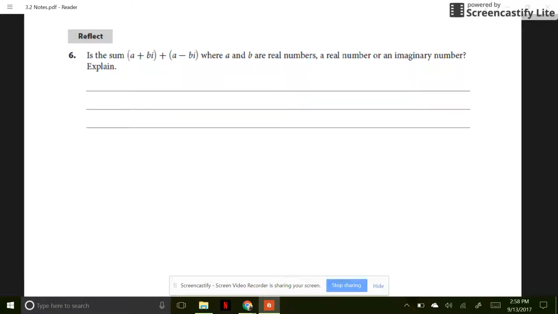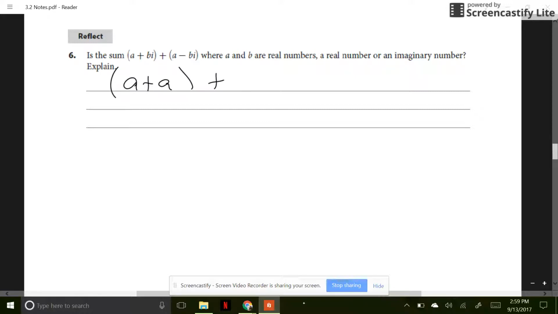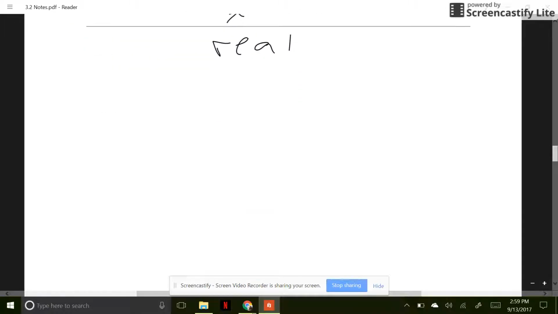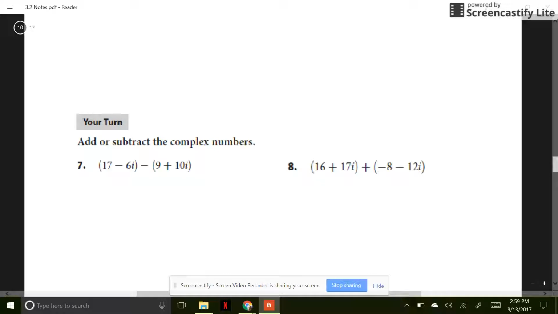So is the sum a plus bi plus a minus bi a real number or an imaginary number? Well, we take our real parts, a plus a. We take our imaginary parts, bi minus bi. Notice we'll have 2a over here, 0i over here. So this will be a real solution. There is nothing in the imaginary part, so it will be a real number solution.